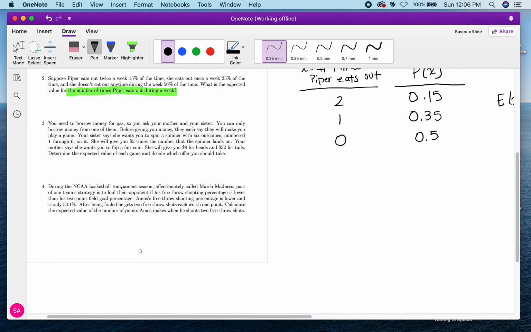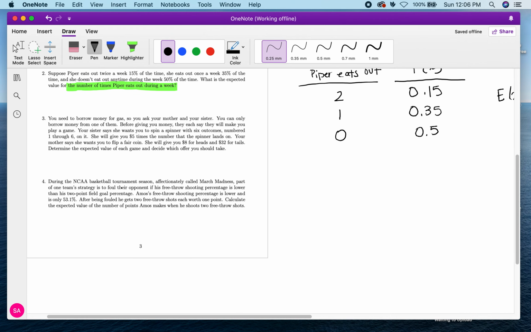All right, so number 3. Another way we can do problems like this or use expected value is to compare games, essentially, the outcomes of games. And in this problem, you'll see that there's 2 options, and we want to figure out which option will be most profitable for us.